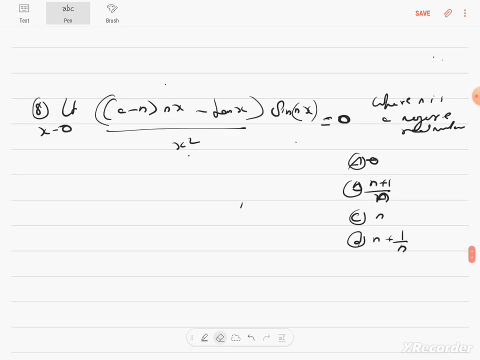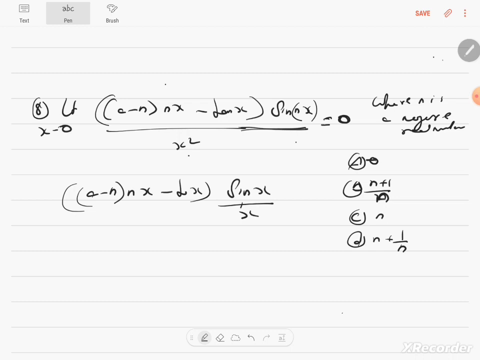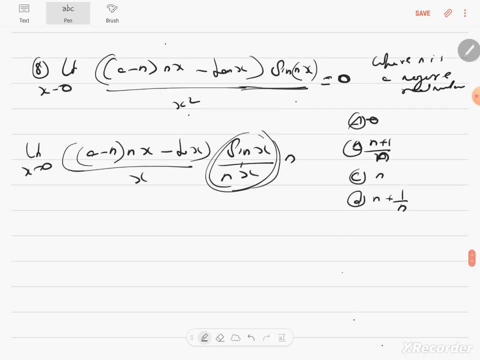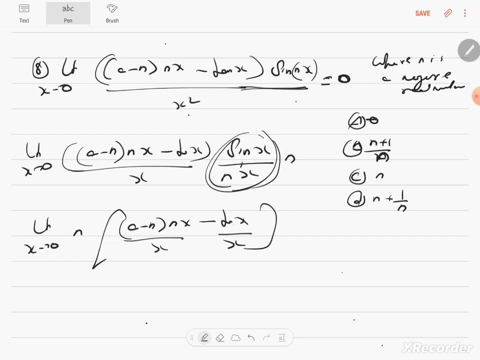So the next question is this, where limit of x tends to a minus n into nx minus tan x into sin nx. So the limit itself has been given to be 0. So a minus n into x minus tan x by a sin nx, you take 1x here, keep another x here, multiply and divide by n, so that limit x tends to 0, this part is becoming 1. So then you are left with limit x tends to 0 and n into a minus n into nx minus tan x.